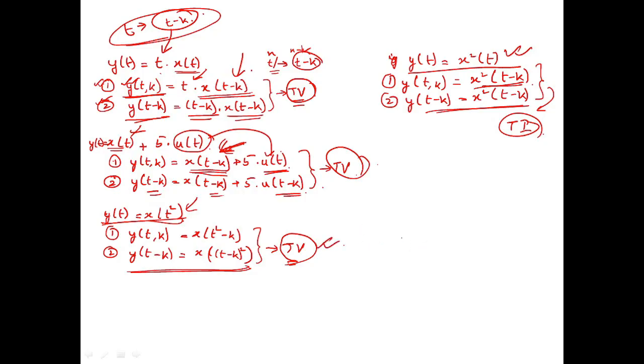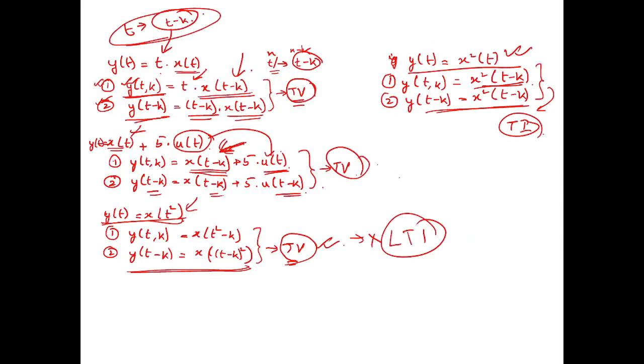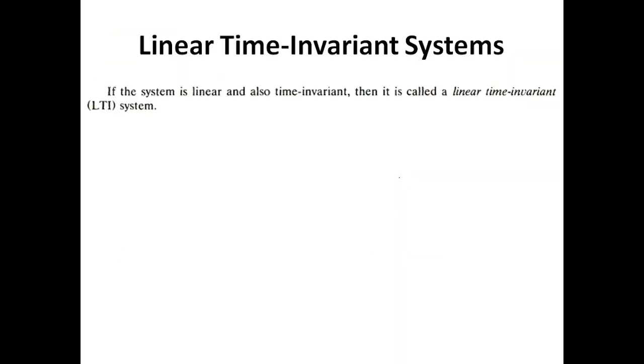So combining these two, we can say this system is not an LTI system. Similarly, over here it is time invariant, but if you see over here, it is a non-linear system. So again, it is not an LTI system. So these two systems cannot be used for conventional biomedical signal processing techniques. So this is what linear time invariant systems are.